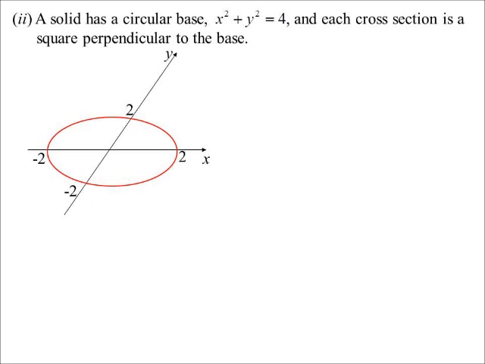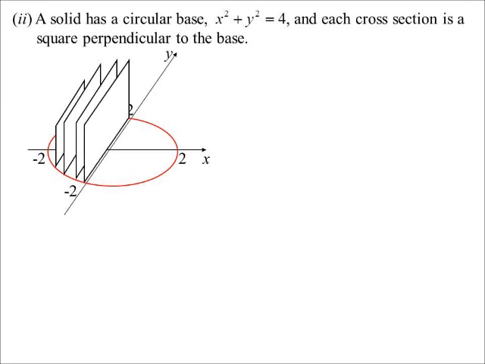We're sort of trying to draw a three-dimensional shape here. Each cross section is a square perpendicular to the base. So something like that. There's a square perpendicular to the base. There's another one, and another one, and so on.